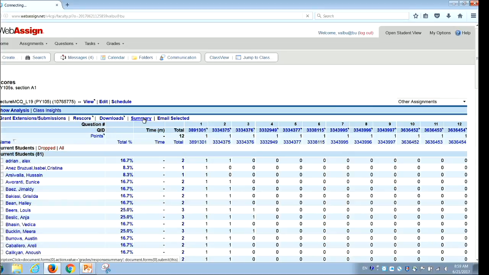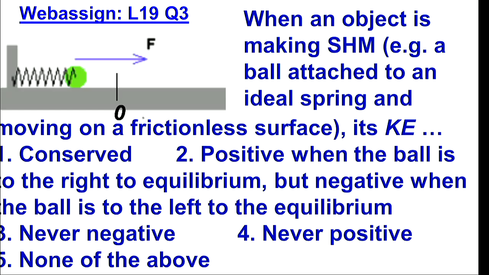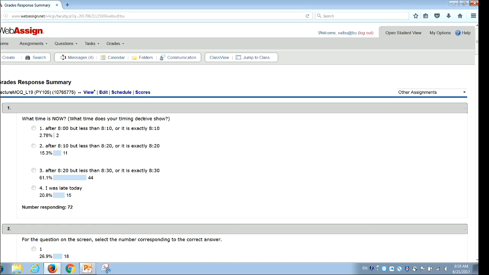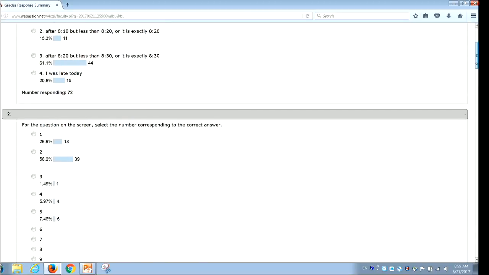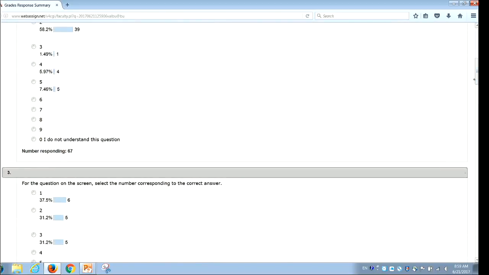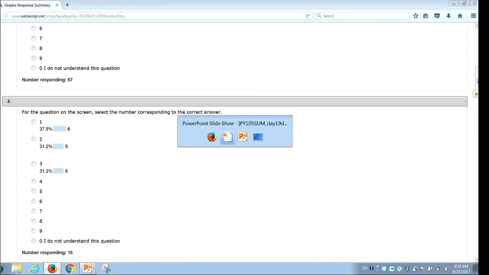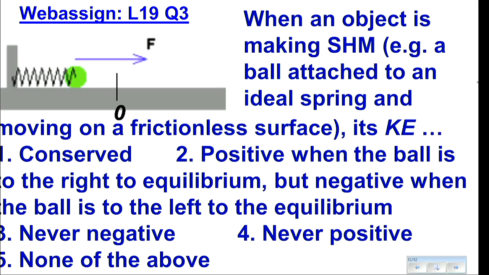So that was a question about kinetic energy, question number 3. What do you think is happening, if anything? Okay, keep answering. We just have 16. So this is the question.